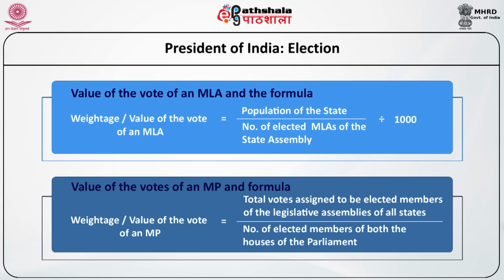So, the vote of an MP and an MLA is given a particular weightage. This weightage for the MLA is equal to the population of the state divided by the number of elected MLAs of the state assembly, further divided by 1000. And in the case of the MP, the value of the vote is the total votes assigned to the elected members of the legislative assemblies of all the states divided by the number of elected members of both the houses of the parliament. By this method, the value of the votes of an MP and an MLA is determined.